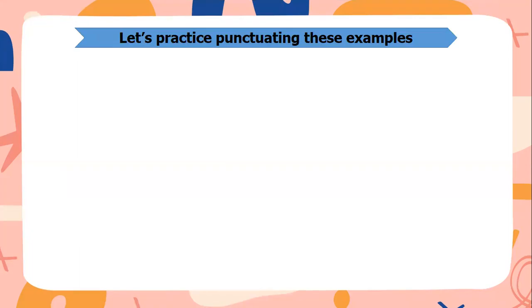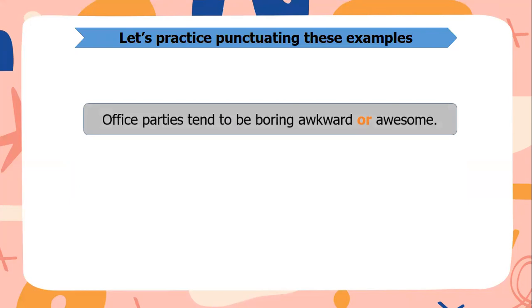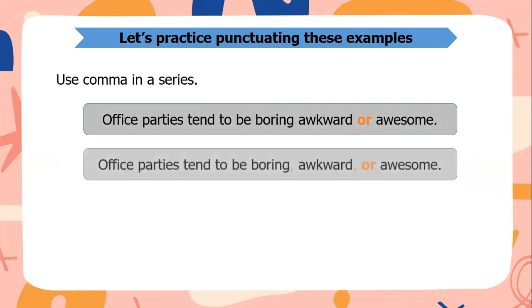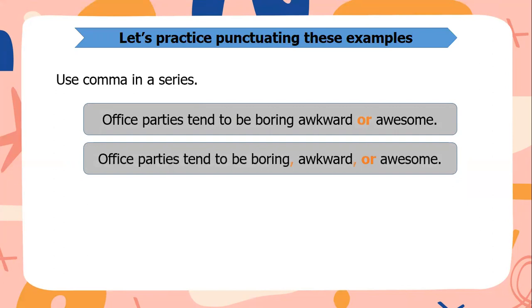Let's practice punctuating these examples. Office parties tend to be boring, awkward, or awesome. Do we need to put a comma? Yes, use a comma in a series. So we have, office parties tend to be boring, awkward, or awesome.